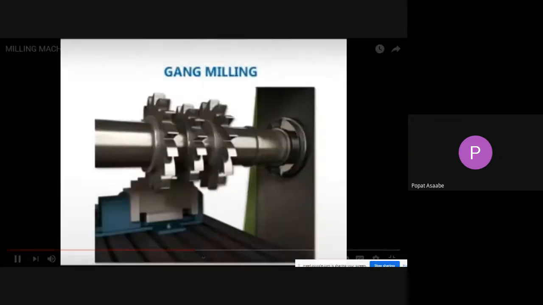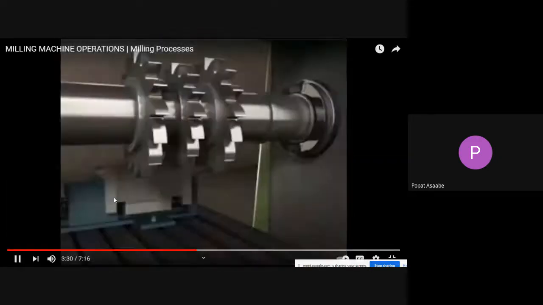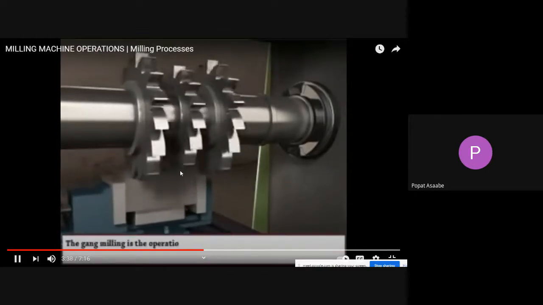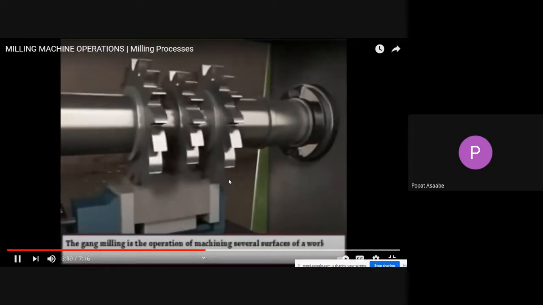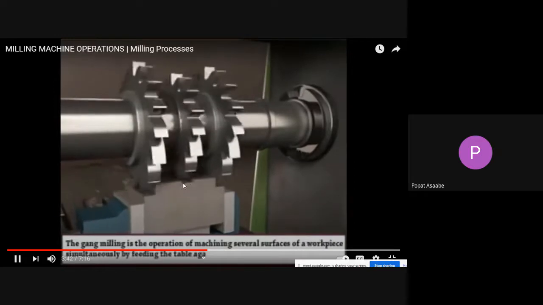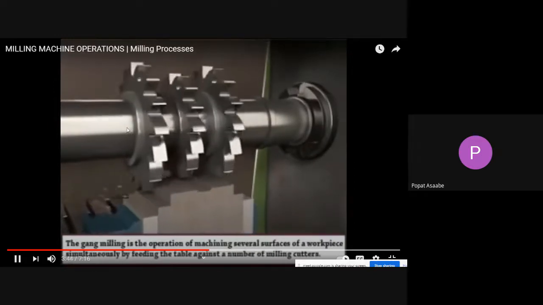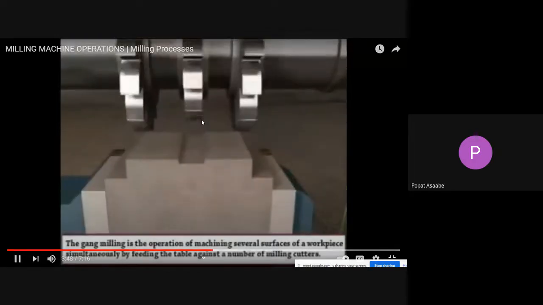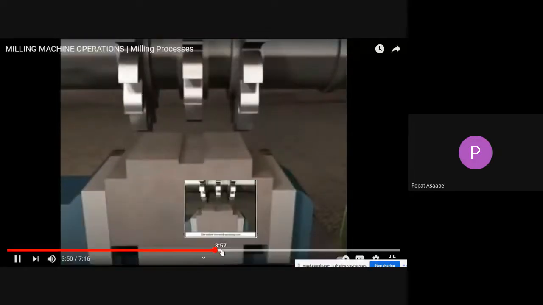See, this is the gang milling. In gang milling we can use more than two milling cutters. Here, three milling cutters are mounted on the arbor, and simultaneously they are working. In this manner we can perform gang milling, and the diameter of the cutters will be the same or will vary according to your requirement.